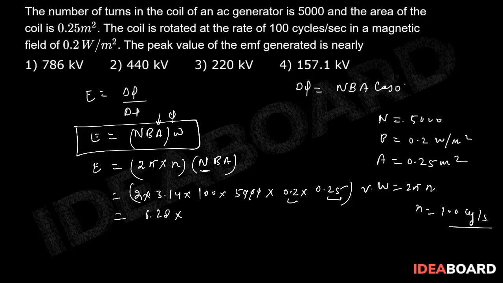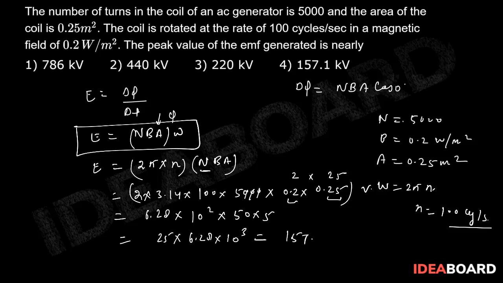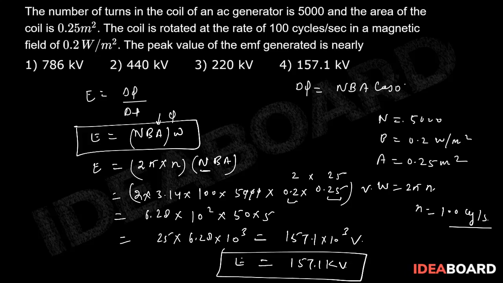These three zeros will be adjusted here, so this will be 2 and this will be 25, which will become 50. So 10 to the power 2 into 50 into 5. Now this will be 5 into 5, 25, into 6.28 into 10 to the power 3, which will give you 157.1 into 10 to the power 3 volts, which is 157.1 kilovolts. So that much EMF will be generated maximum.